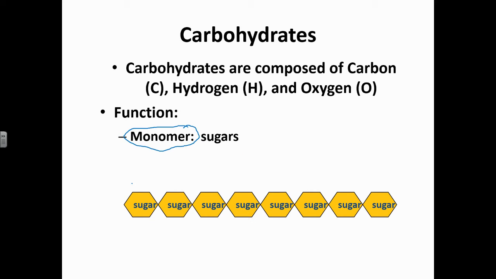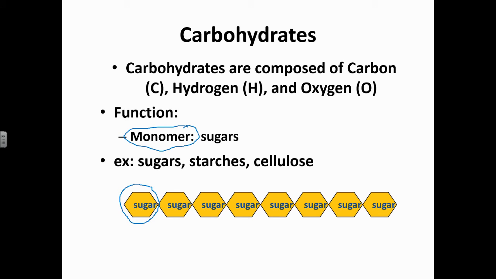So if we take a look at this image down here, we have several sugar molecules linked together, but when I'm talking about a monomer, I'm just talking about a single sugar unit. And we're going to take a look at some examples of single sugars. We're going to take a look at some starches, some cellulose, which are what are called polysaccharides, and so on.